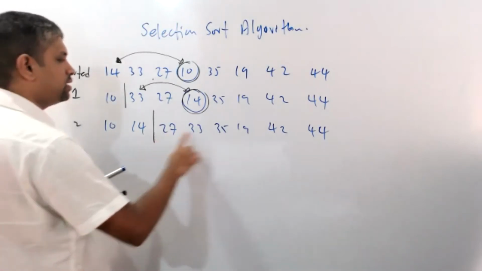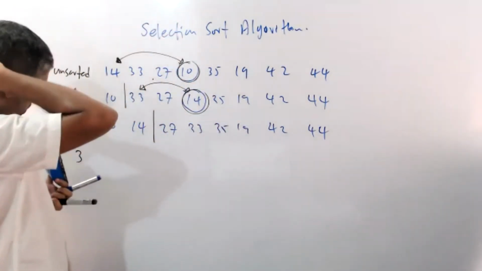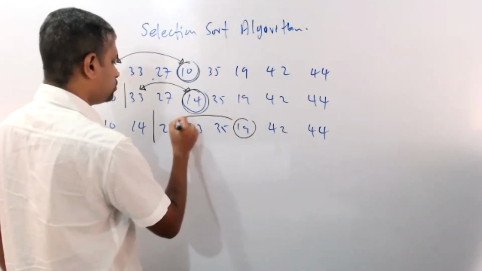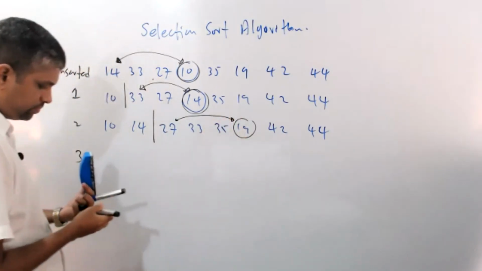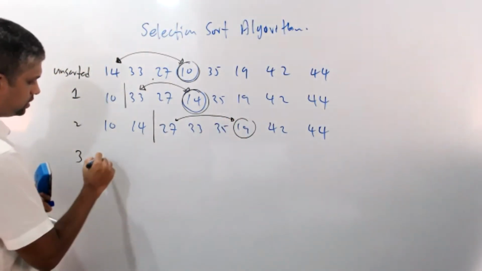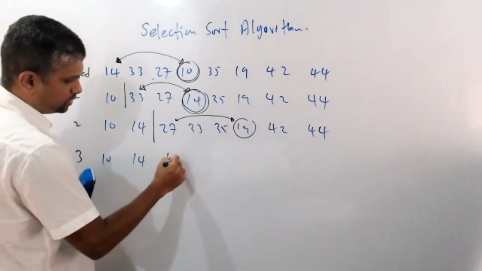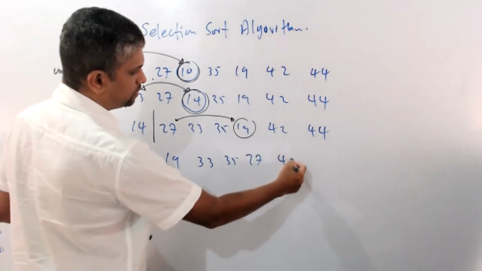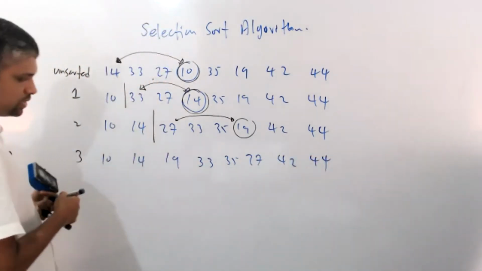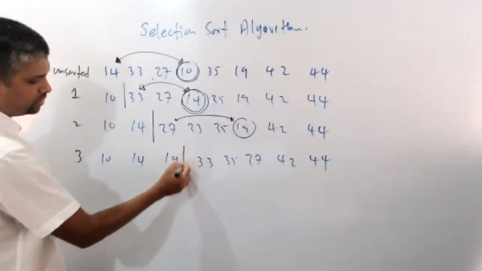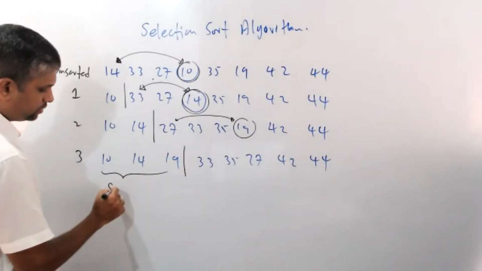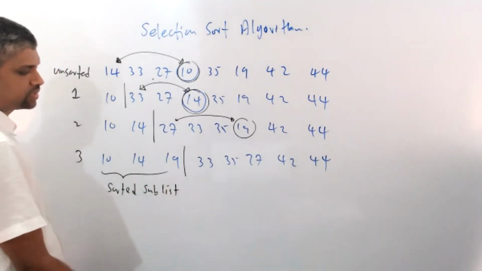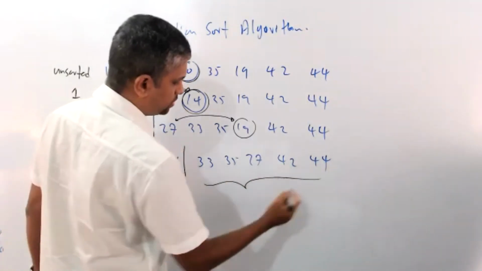So this part is already sorted. Then look at the minimum of this. So this is the minimum. It should be swapped with the first unsorted value. Okay. 10, 14, 19, 33, 35, 27. Right? So at any instant, we have a sorted array, a sorted sublist. And this is the unsorted part.